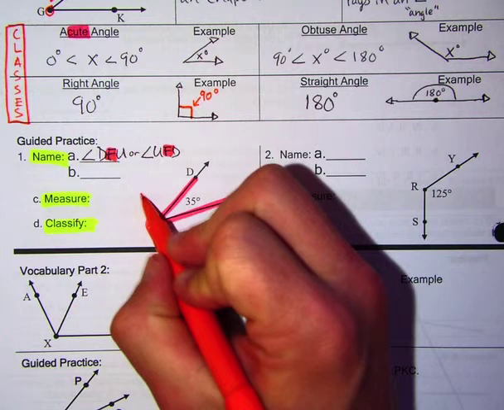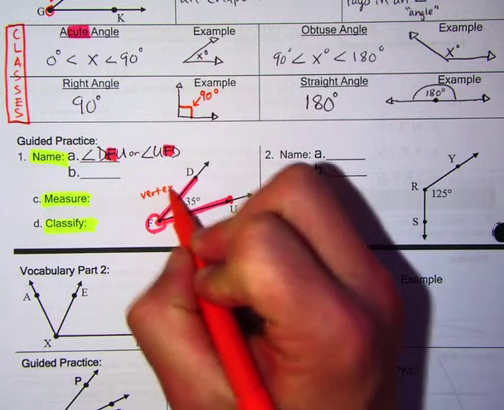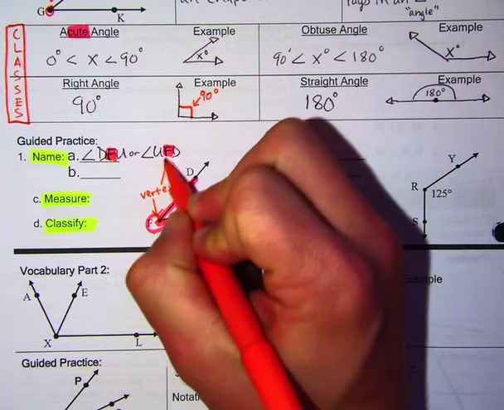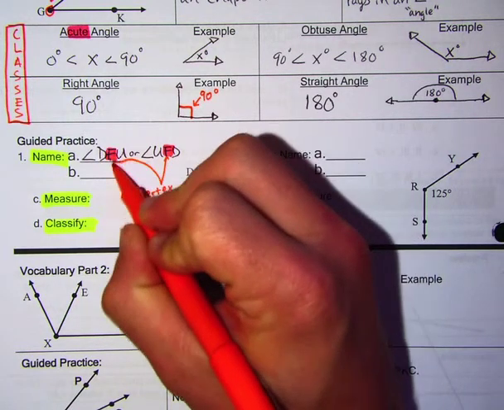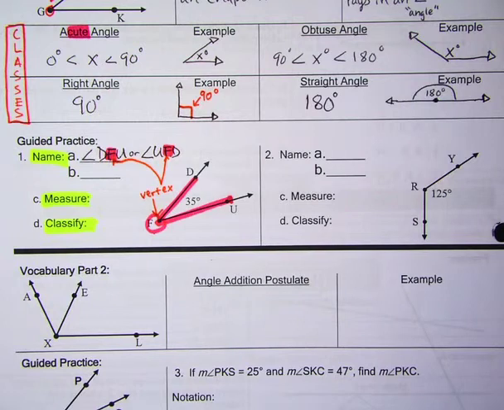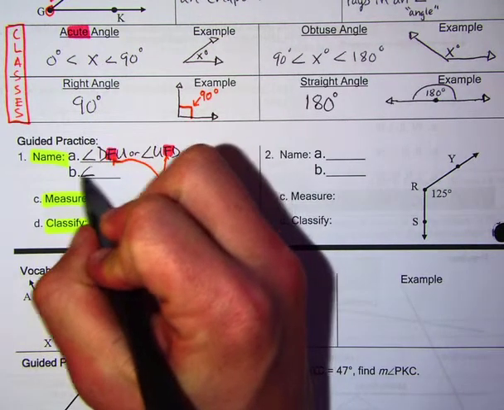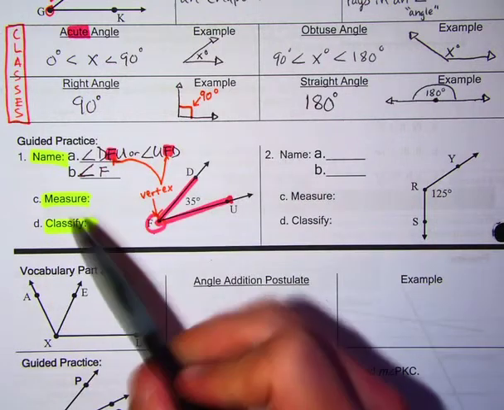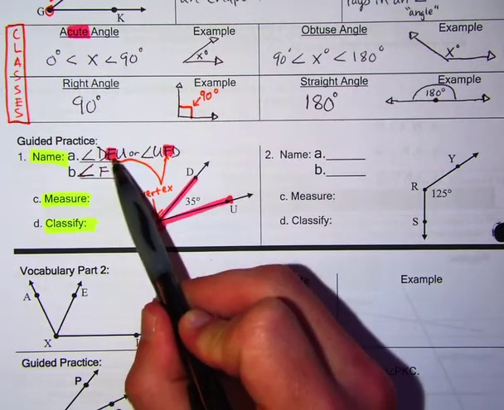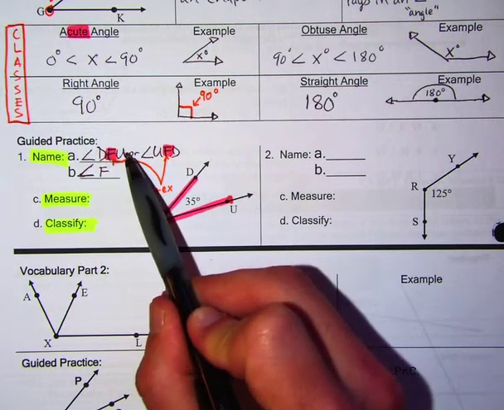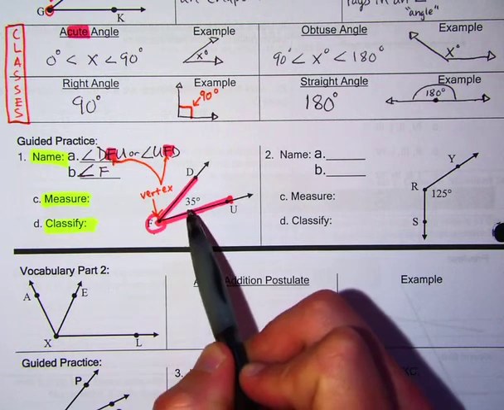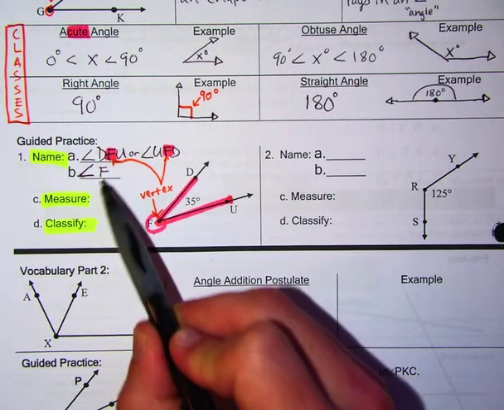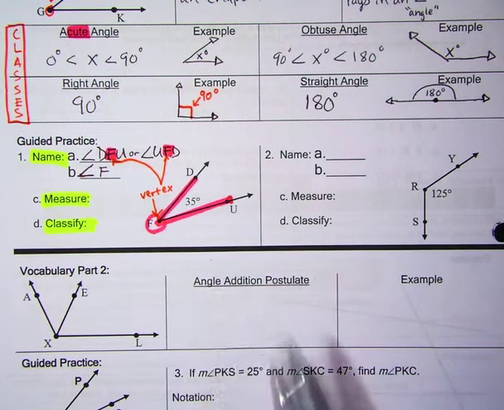So I cannot stress that enough. There's your vertex. There's your vertex. Now, there's one other way to name it, and I could just say angle F. When you're allowed to use a single letter versus 3 letters, you can always use 3 letters to name an angle. However, there's only sometimes you can use a single letter, and we'll talk about that in a minute.